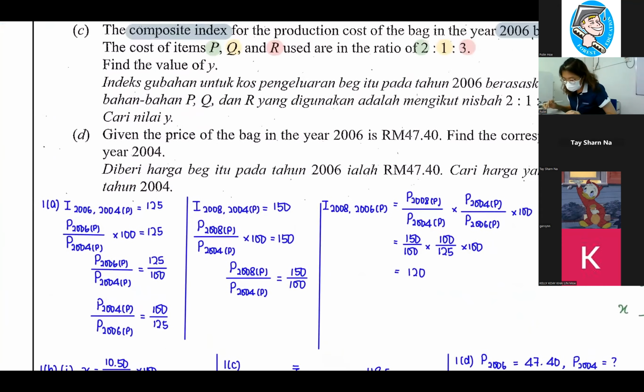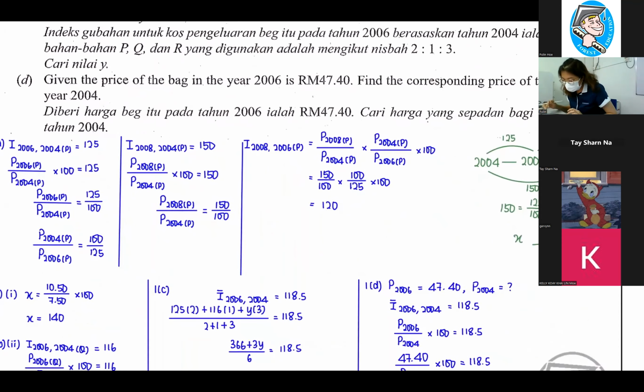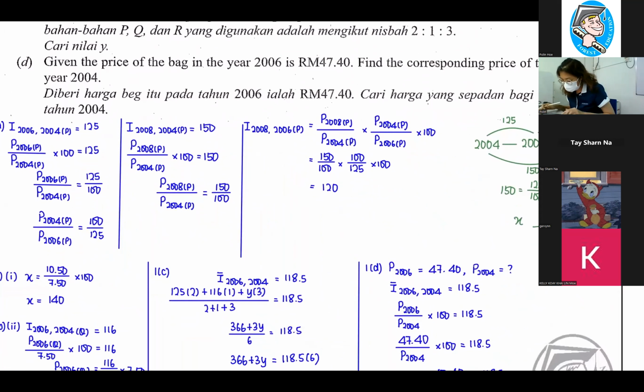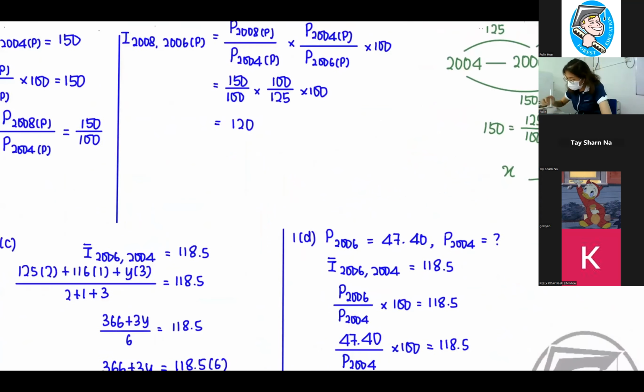Okay, finally, let's go to part D. Given the price of the bag in 2006 is 47 ringgit and 40 cents. Just now we said the bag is the composite index, correct? The whole bag is the composite index. Items P, Q, and R are normal indices. What you buy is the final product, the bag.